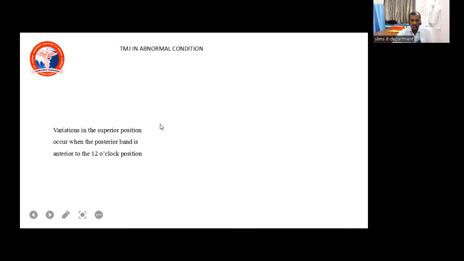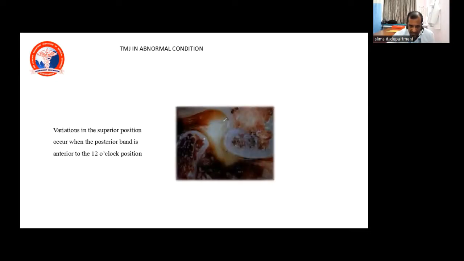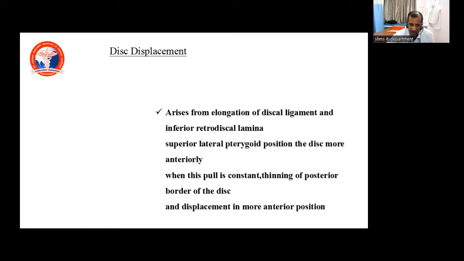Now, suppose there are any variations in the superior position, when the posterior band is anterior to the 12 o'clock position, see here. When the head of the condyle is moving forwards, you can see the posterior band will be anterior to the 12 o'clock position.